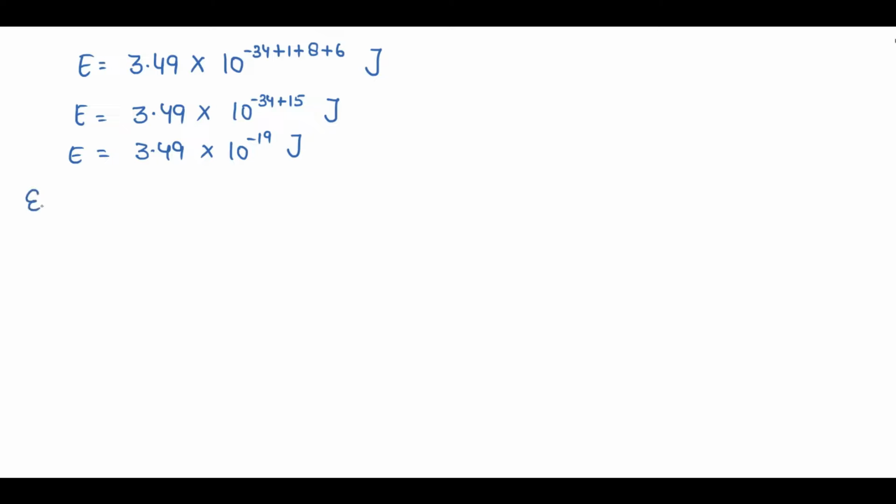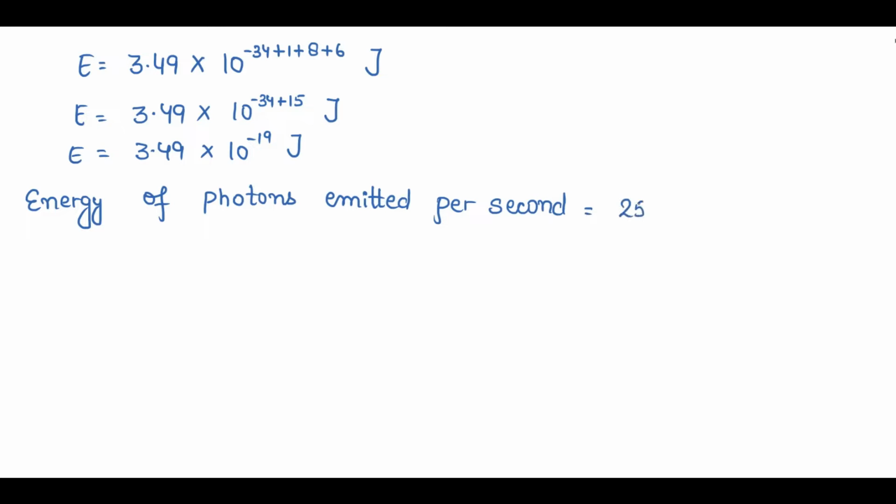So you can write energy of photons emitted per second equal to 25 joule per second, right? Energy of one photon, it is 3.49 into 10 raised to power minus 19 joule.